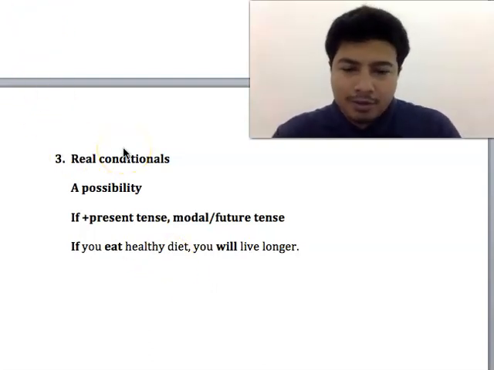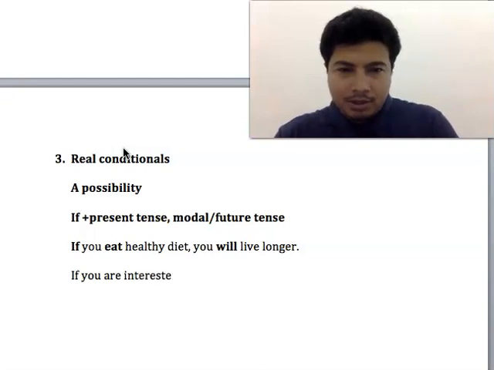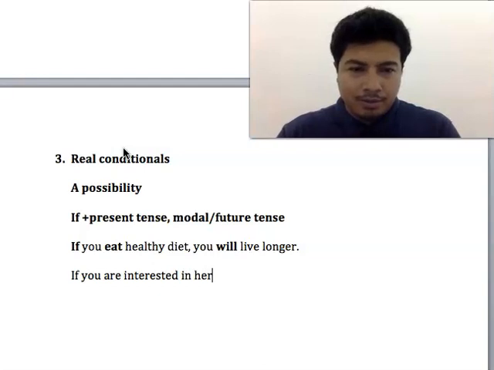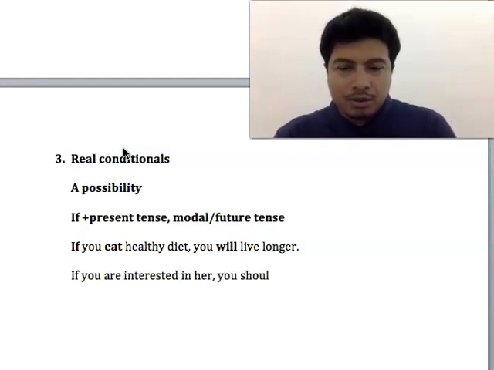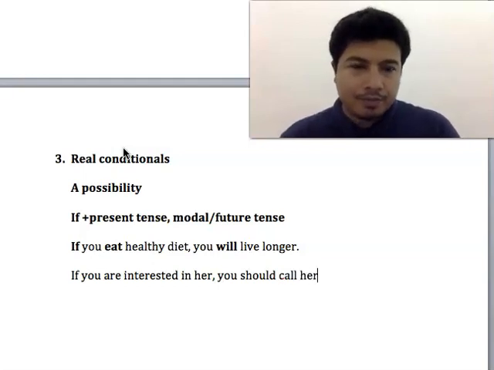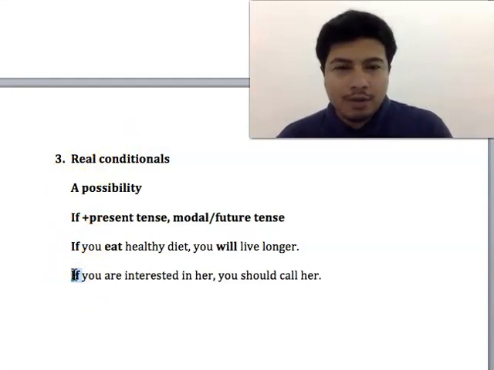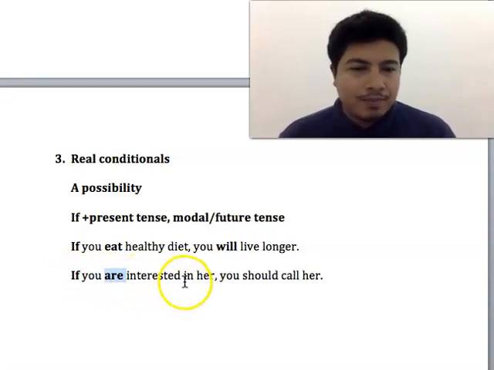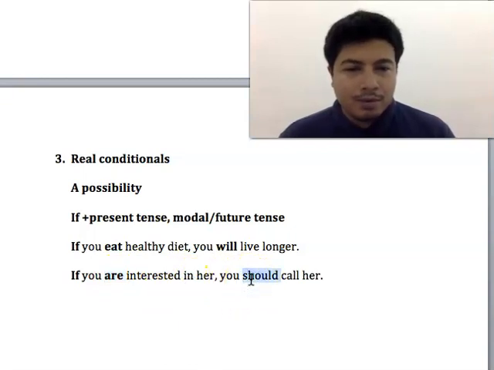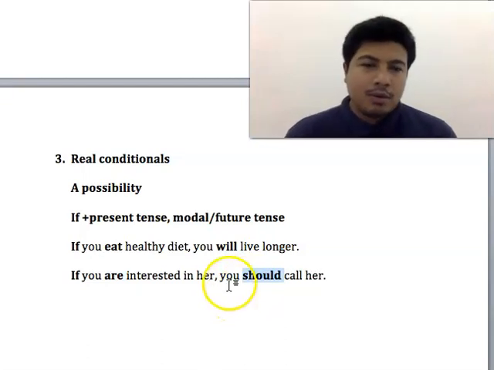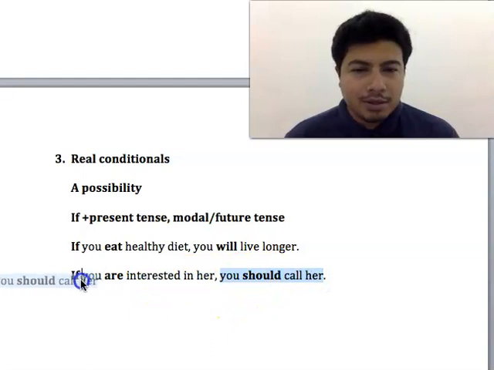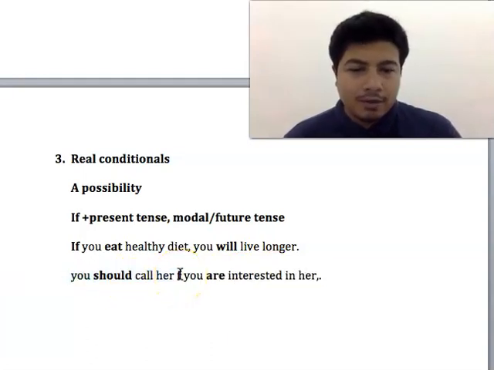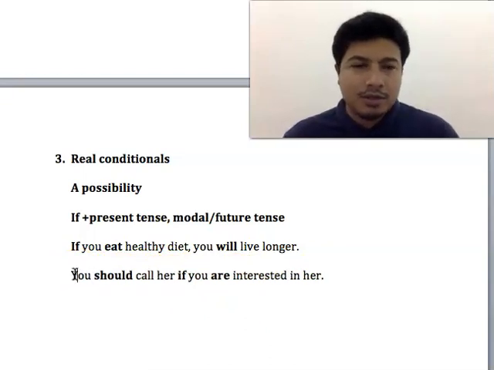Another example would be, when you say, if you are interested in her, you should call her. So if you are interested in her, we have if plus present tense, and then we have a modal, you should call her. Or you can also rearrange the order of the clauses: you should call her if you are interested in her. In this case, you don't have a comma in the middle of the sentence between the clauses.